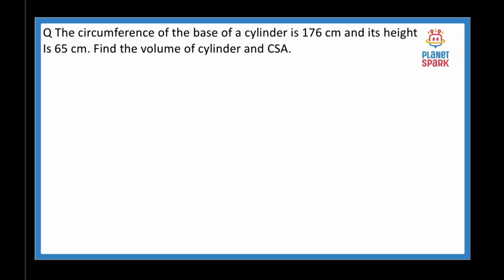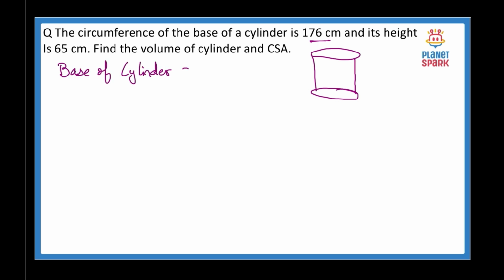Moving to the next question. The circumference of the base is 176 centimeter. Circumference of the base of cylinder is 176 centimeter. Height is 65 centimeter. We have to find out the volume of the cylinder and the CSA of the cylinder.